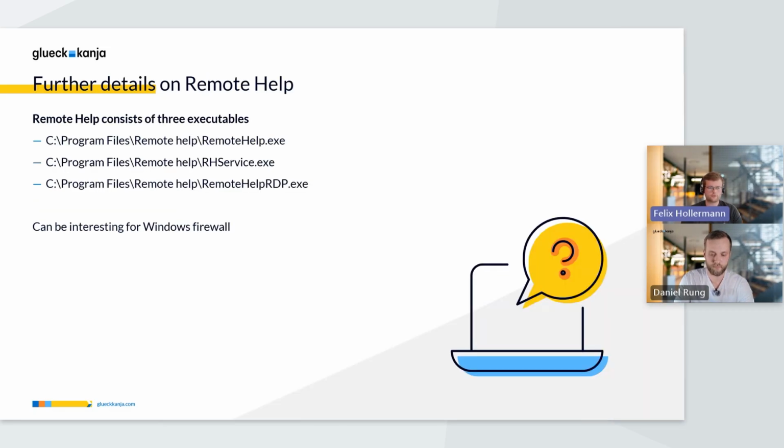Some further details on remote help. Remote help consists of three executables on the Windows machines: the remote help exe, the remote help service exe, and the remote help RDP exe. They are stored under C:\Program Files\Remote Help, and this can be interesting for Windows Firewall implementations.